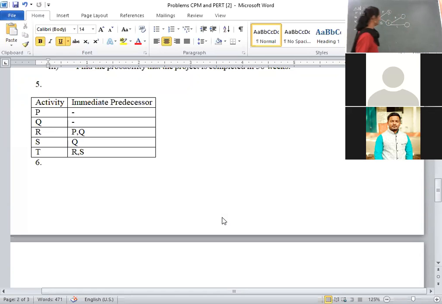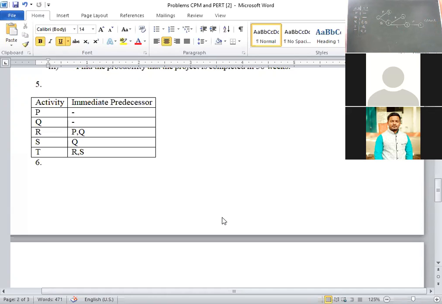Then how will we draw? 4, 5. Then between 4 and 5 we will take a dummy activity. R and S are completed, then T. The end node is 6. The other way, some people may think this way also. Again, this is also correct. By practicing, you will get all this.